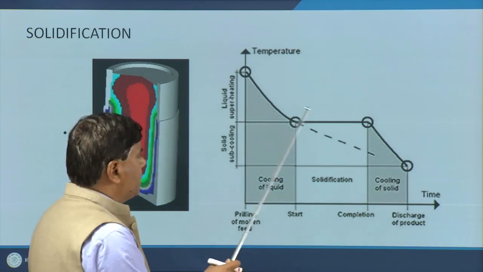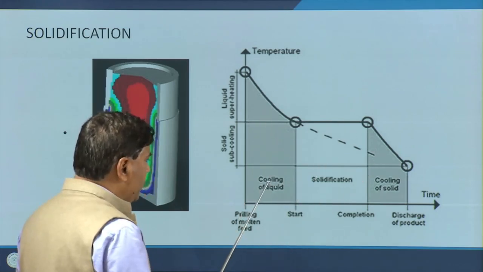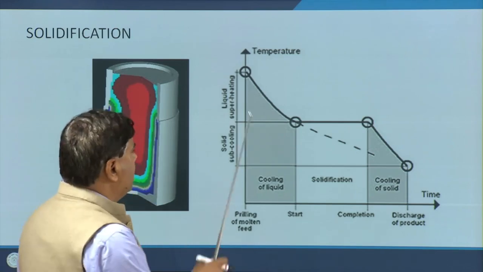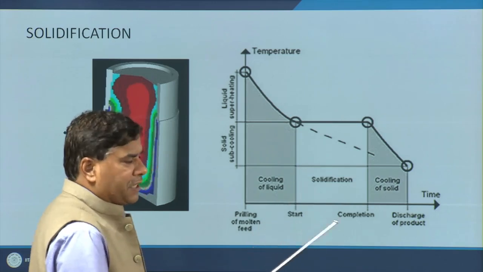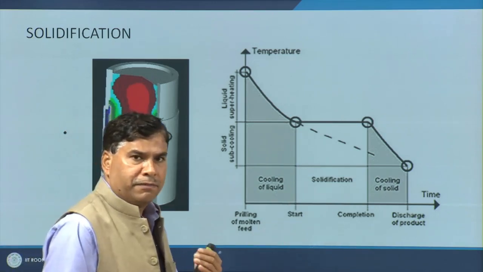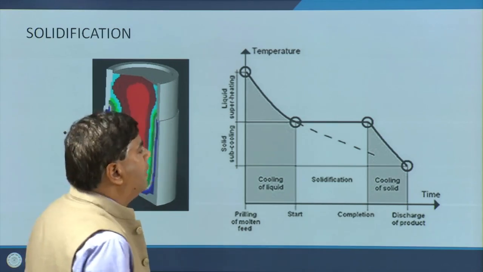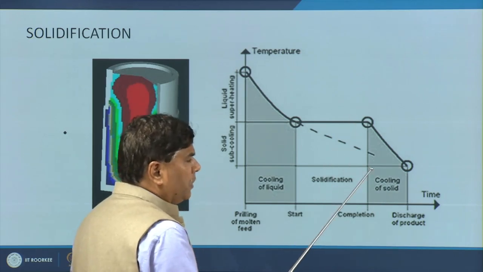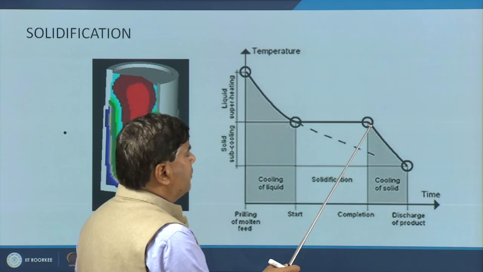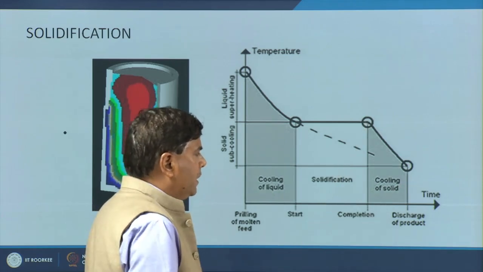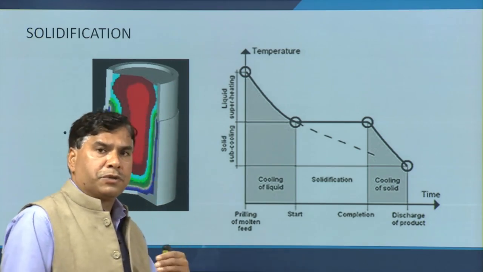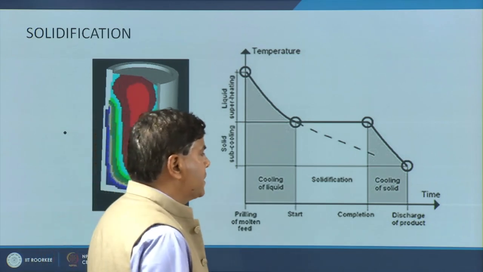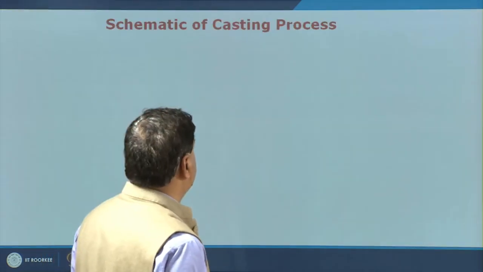So, basically shrinkage takes place in both the cases. The shrinkage that occurs due to the cooling of the liquid metal is taken care of by feeding the molten metal from the riser, and the shrinkage of the casting which occurs in the solid state, due to the cooling from the solidification temperature to the room temperature, is taken care of by suitable design of the pattern, by giving the shrinkage allowance to the pattern, so that even after the shrinkage we have the casting of the required size.